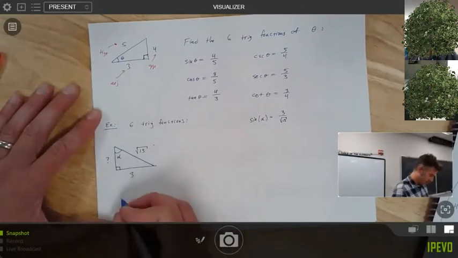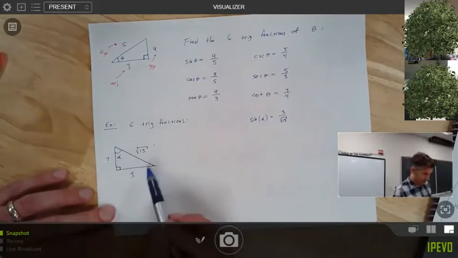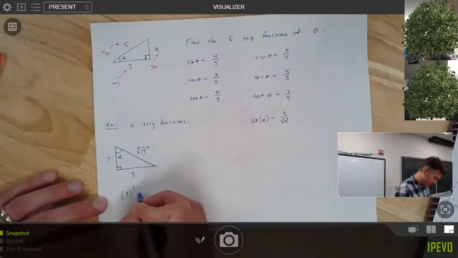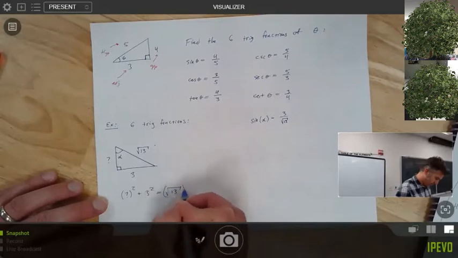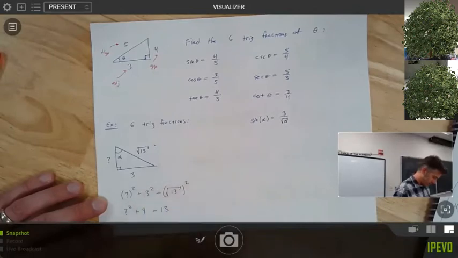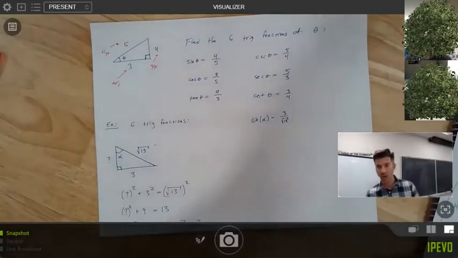So we're going to take that side. What we're really saying is this side squared plus this side squared should equal the hypotenuse squared. So question mark squared plus 3 squared should equal the square root of 13 squared. So that's going to be question mark squared plus 9 equals 13, or question mark squared equals 13 minus 9, which is 4. So that means our question mark has to equal the square root of 4, which is 2. And we only care about the positive square root, not the negative square root.